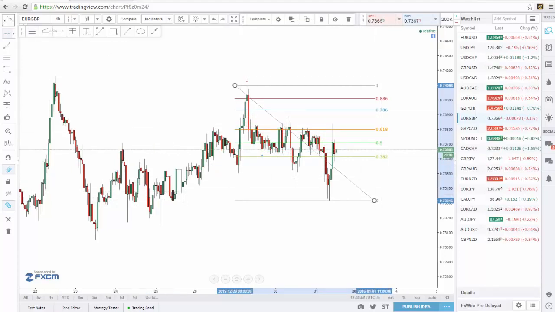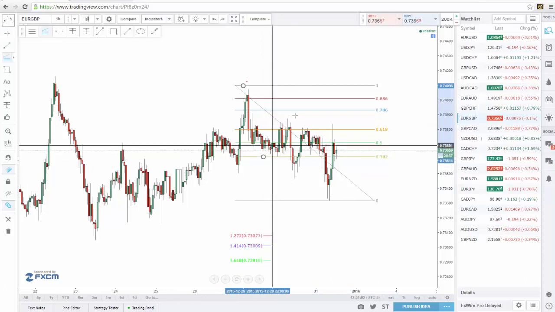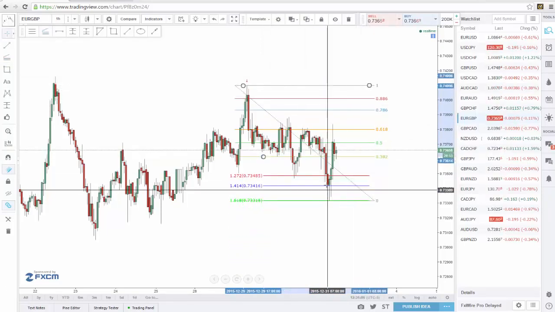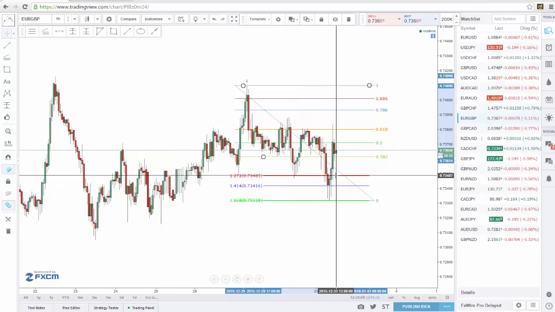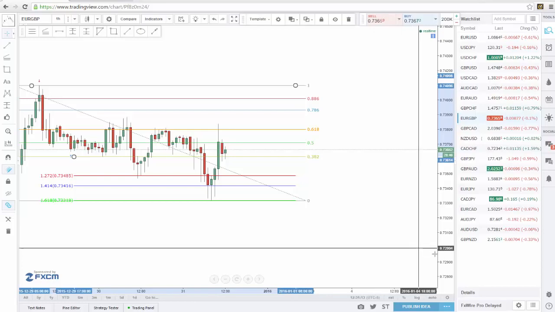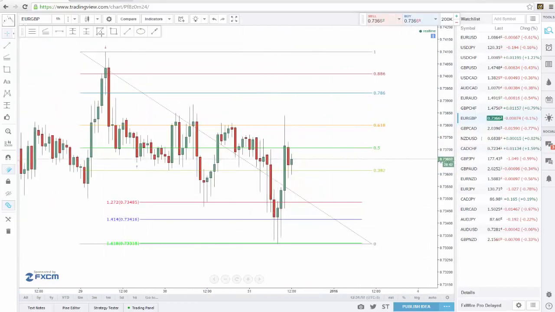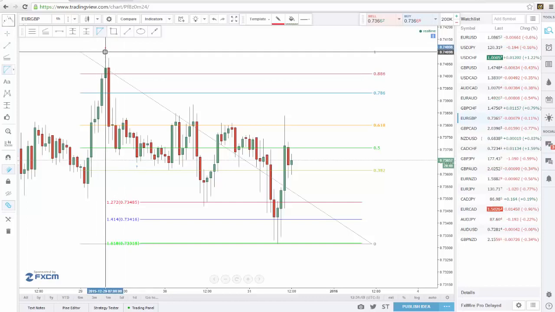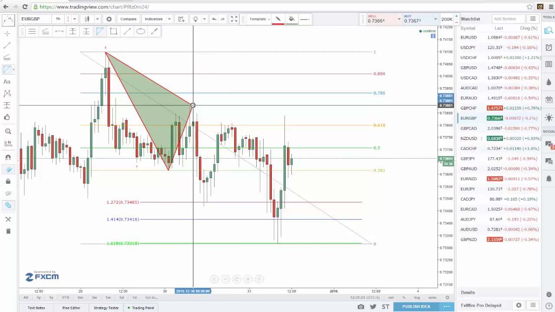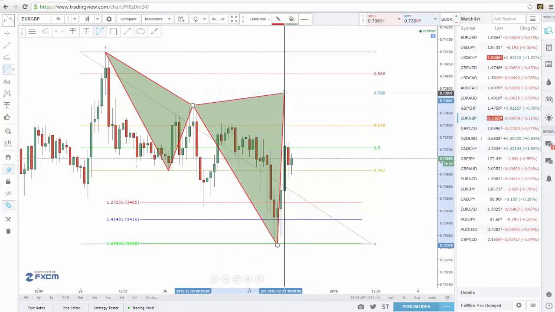And if we get our extension tool out and pull it from X to A and back up, you see that we have a 127 extension that does not close below the 1414 right here. So that creates a valid cipher pattern trading opportunity. Up here, D at our 786 retracement.